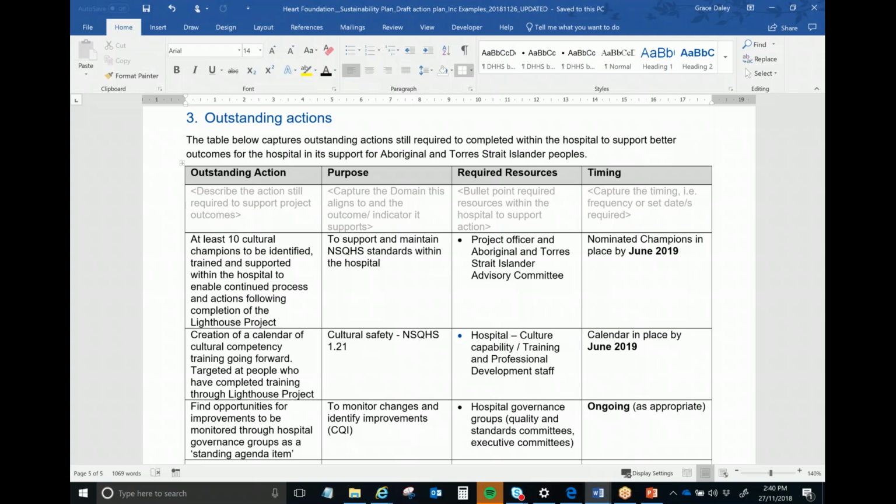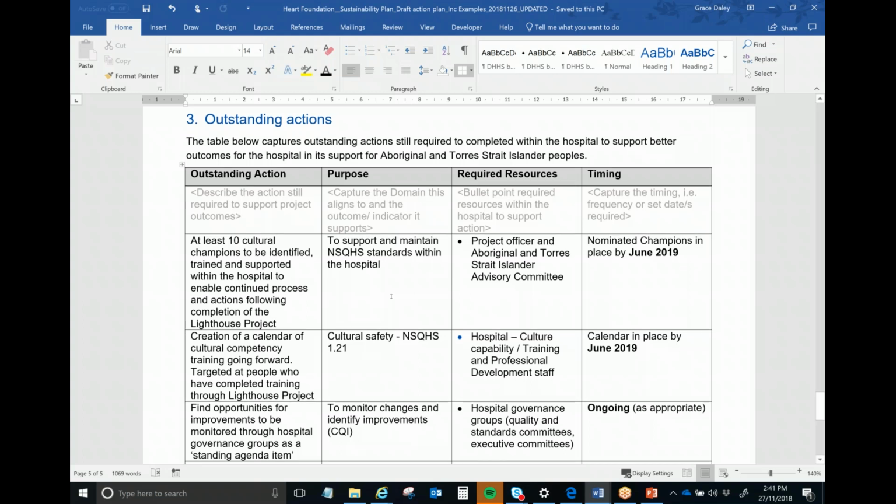The next one is around the creation of a calendar of cultural competence training going forward. And this was specifically targeted at those who've done training already. The reason it's an outstanding action is you may create the calendar to highlight that this is being done, and then beyond the funding period, the execution of that calendar will be something that needs to be supported going forward. The calendar idea is a recognition of the key training activities that could be continued beyond the end of the funding period, and the type and nature of that training. It doesn't go into the detail of the creation of that training in this case. It's the recognition that the hospital may have autonomy in what that training would be, but there is ongoing support and professional development that underpins it.